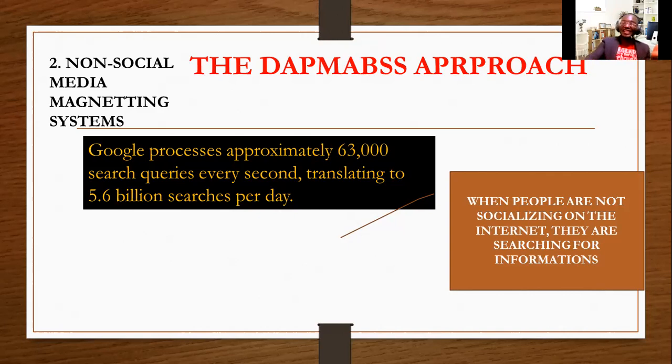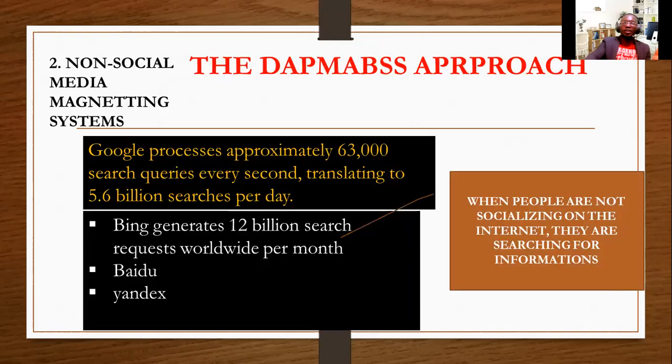There are other search engines that you can also take advantage of. Okay? We also have Bing. Yes, Bing is Microsoft's search engine, or you can call it Microsoft Bing. It generates 12 billion searches per month. There's Baidu, there is Yandex, depending on your location. These search engines are going to serve you. But all the time, when people are not socializing on social media and they're on the internet, what they're actually doing is searching for information. There are two things people do on the internet: they socialize, they search for information.